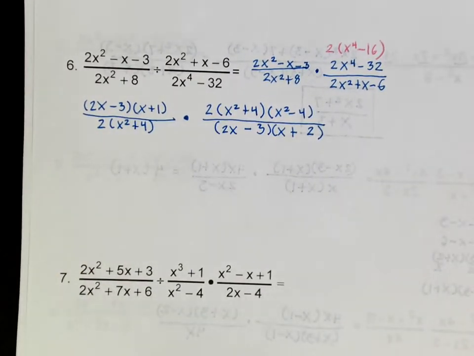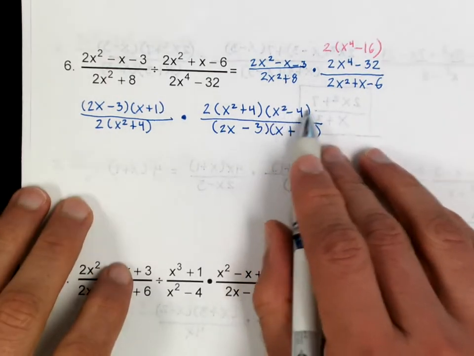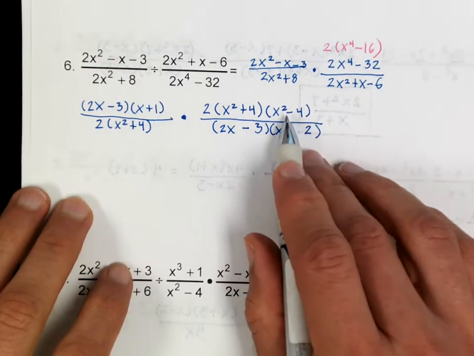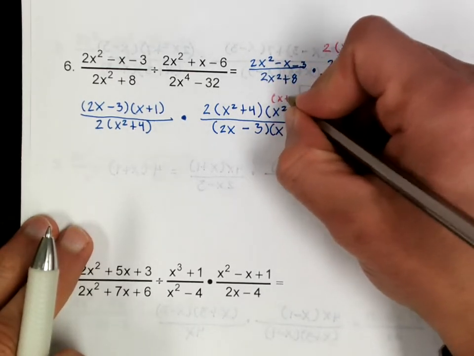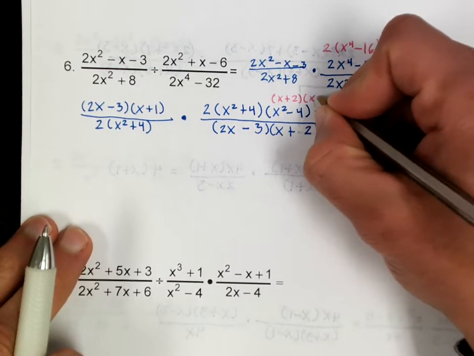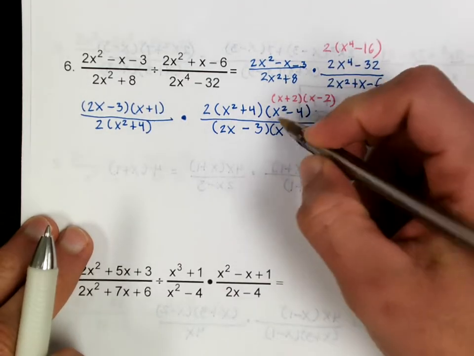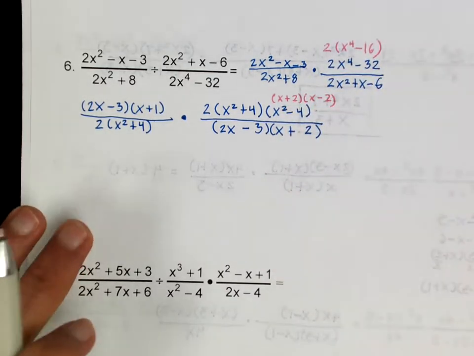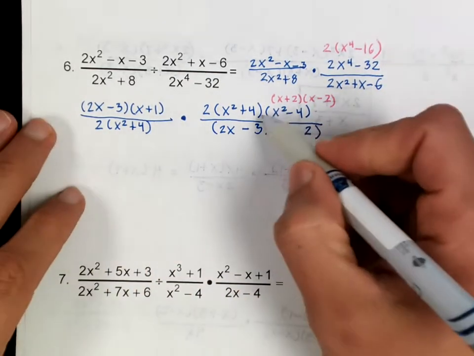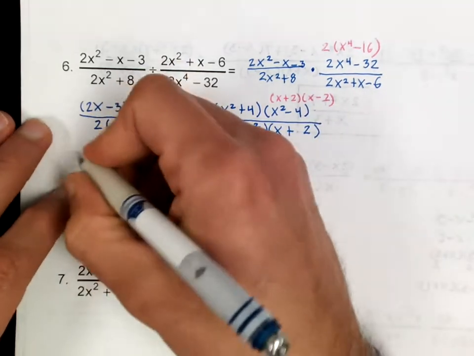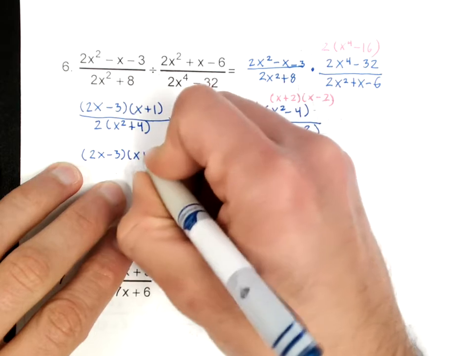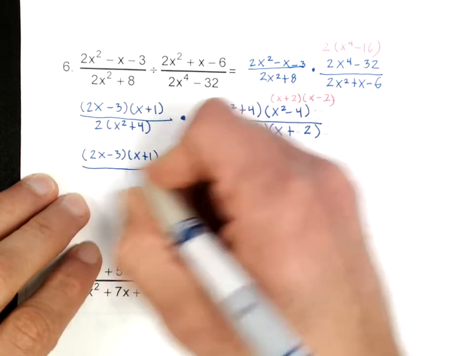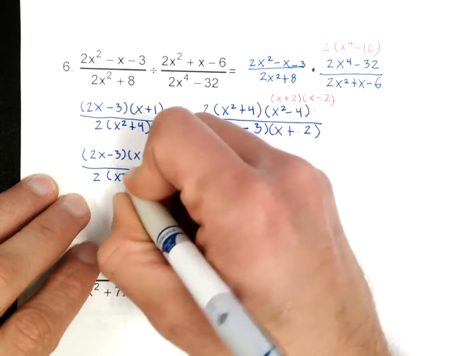Alright, now before I start canceling everything out, I have this term right here that can be factored one more time. This can actually be factored into x plus 2, x minus 2. This is another difference of squares. So, again, you can go ahead and just get rid of this and then start canceling, but I'm going to go ahead and rewrite it, and then I'm going to start canceling.